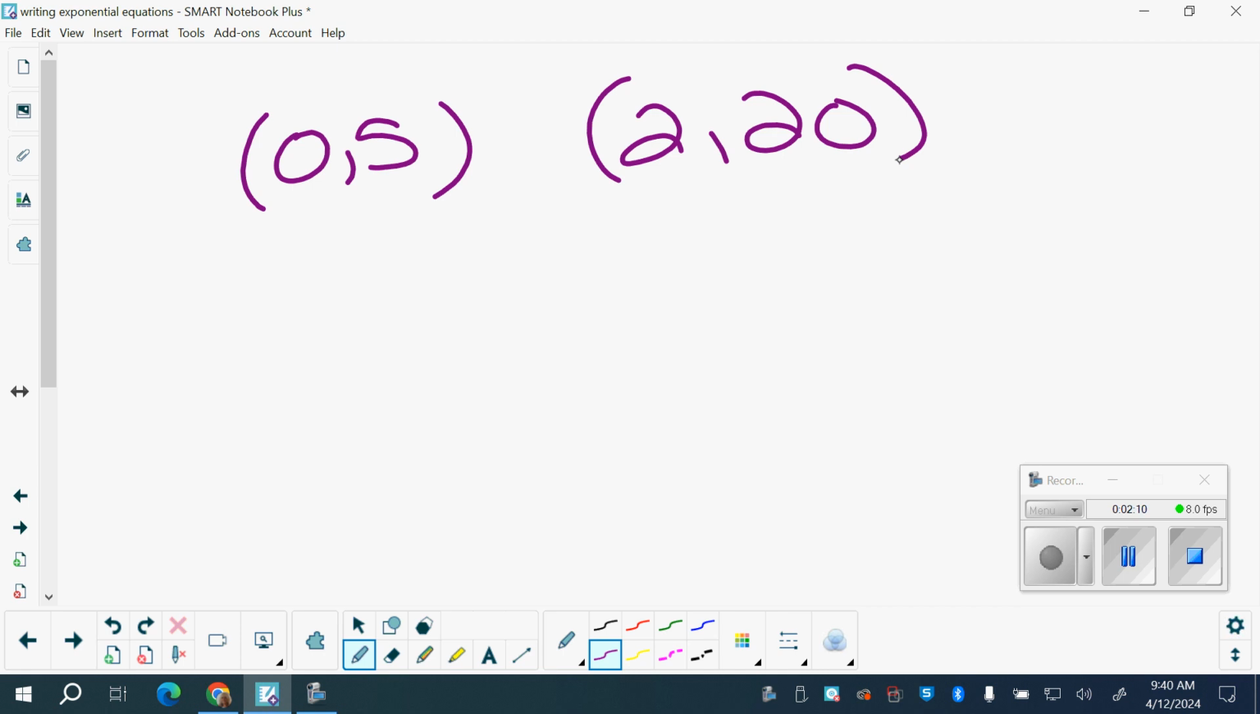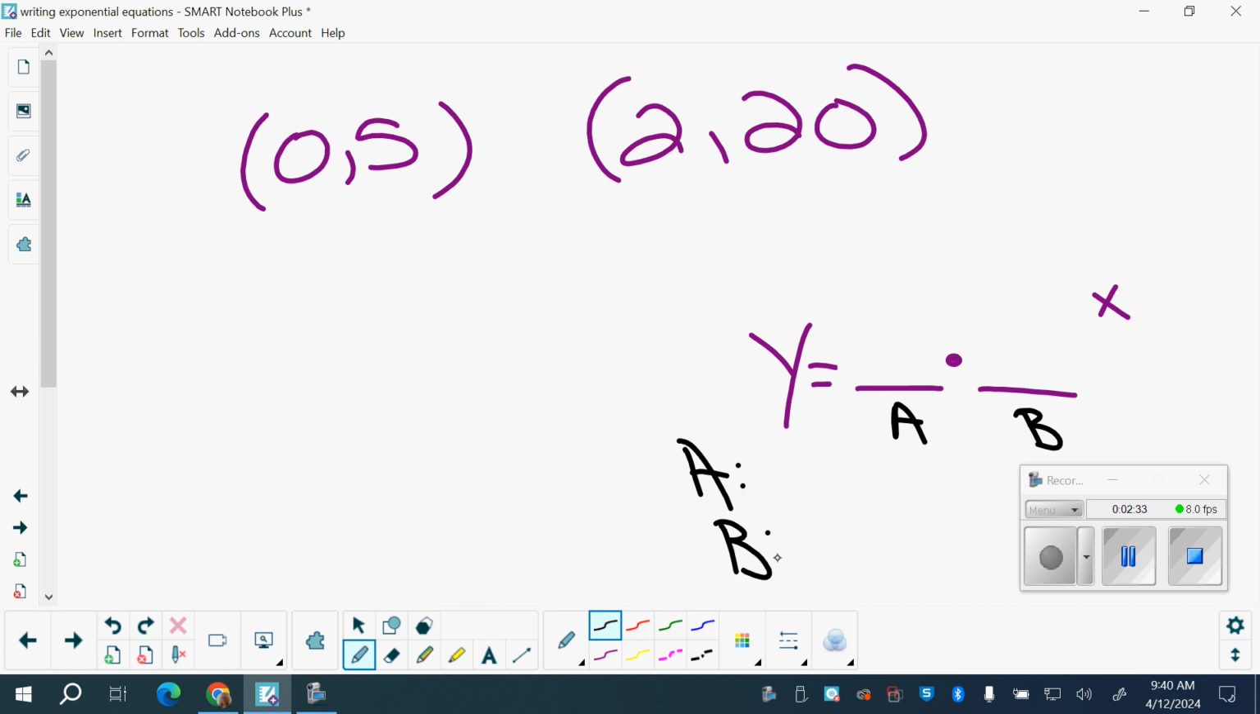Here's what our answer is going to look like at the end. Y equals something times something else to the x. But our job is going to be to know what this is. That's A. And we need to know what this is. That's B. So our whole job today, and you will be like, oh my God, once we start doing it, it's pretty easy, is to figure out A and B. That's what we're doing, right? Do we have to graph anything? No, we could, but we don't need to, right?